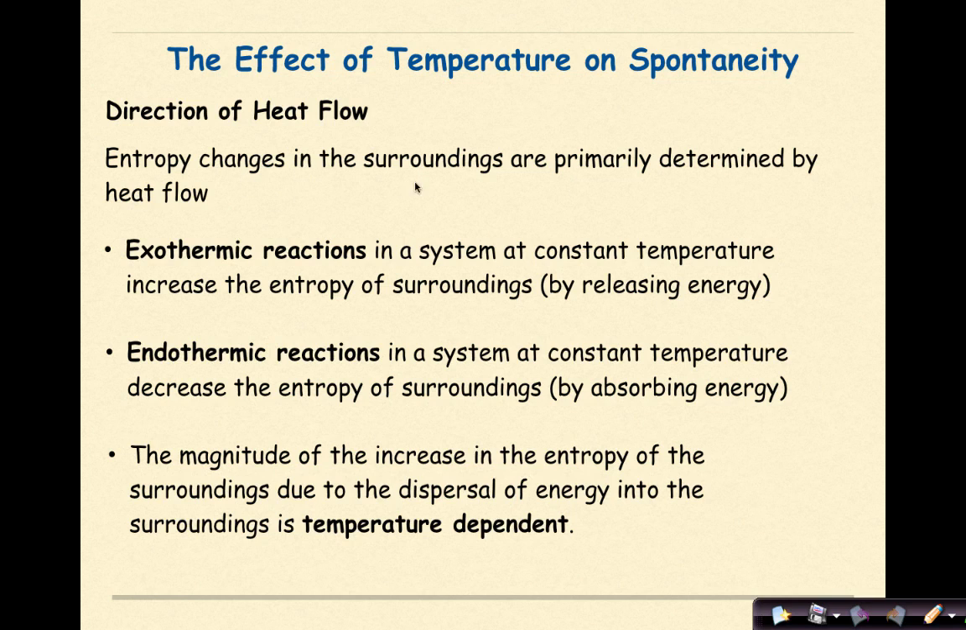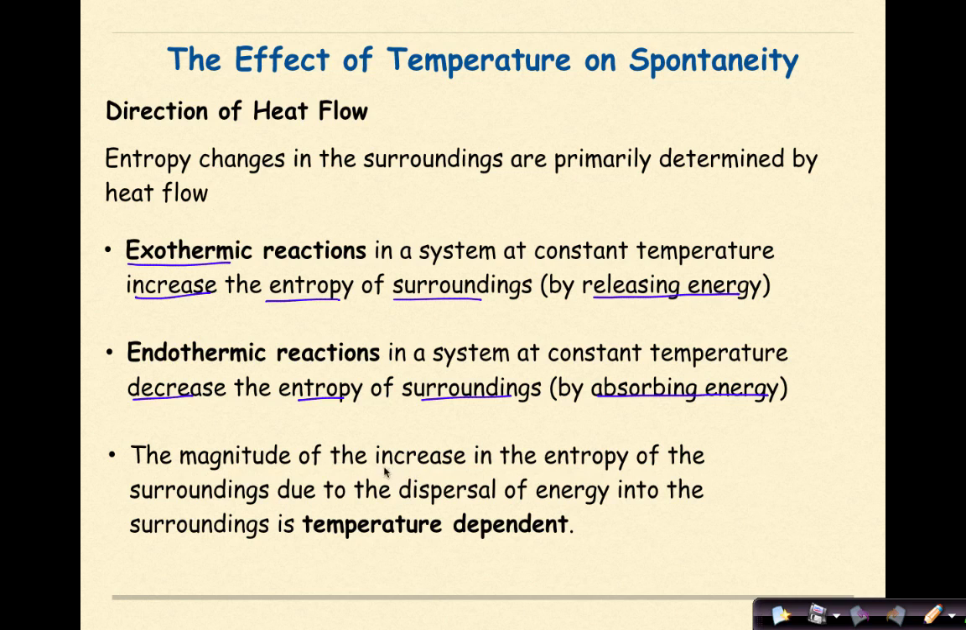The effect of temperature on spontaneity, direction of heat flow. Entropy changes in the surroundings are primarily determined by heat flow. Exothermic reactions in a system at a constant temperature will increase the entropy of the surroundings. This will happen by releasing energy, as we see that this is an exothermic reaction. An endothermic reaction in a system at a constant temperature will decrease the entropy of the surroundings as it absorbs energy from the surroundings into the system. As a result, the surroundings become more organized and the entropy decreases.